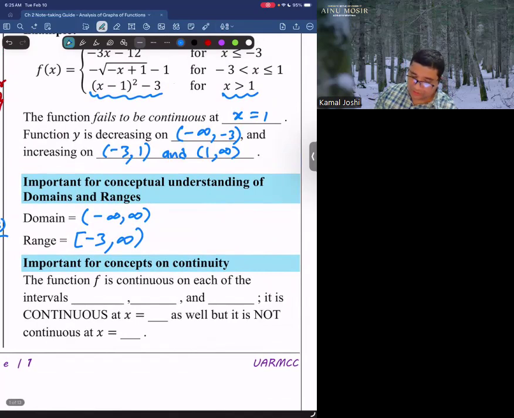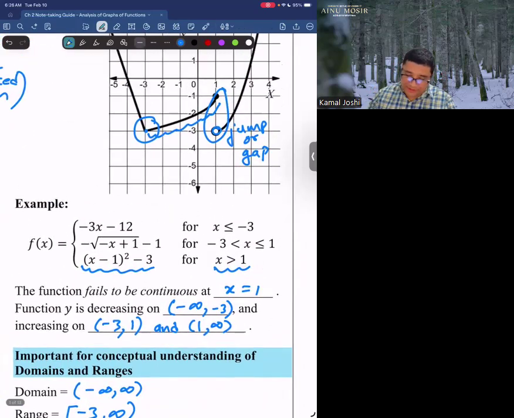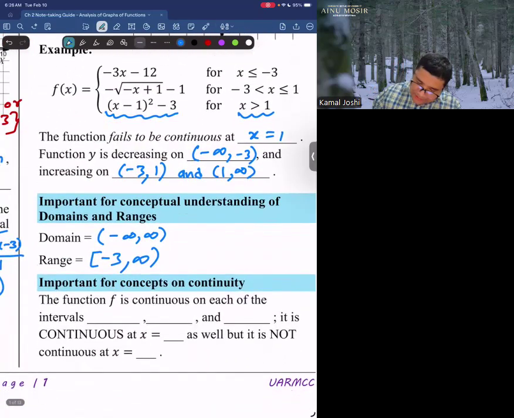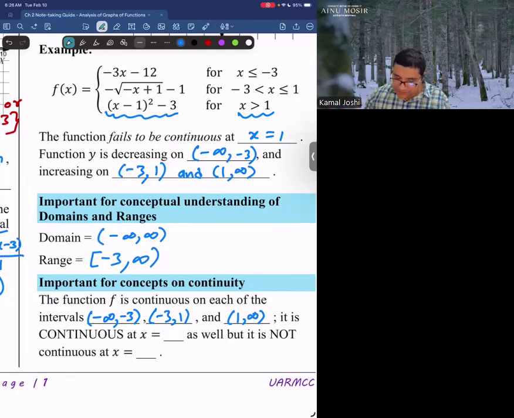Similarly, with the same graph, we will look at the concept of continuity once more. Okay. So in the proper language of continuity, we will say this. When you look at that graph, you will say the function is continuous on each of the intervals -infinity to -3, -3 to 1, and 1 to infinity. It is continuous in all those intervals. Okay. In each piece, it is continuous.